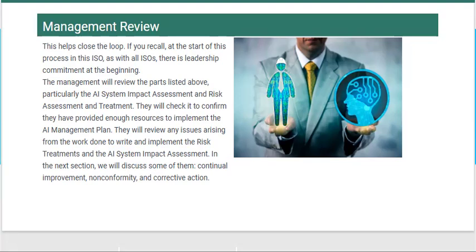They will review any issues arising from the work done to write and implement the risk treatments and the AI system impact assessment. In the next section, we will discuss some of them: continual improvement, nonconformity, and corrective action.